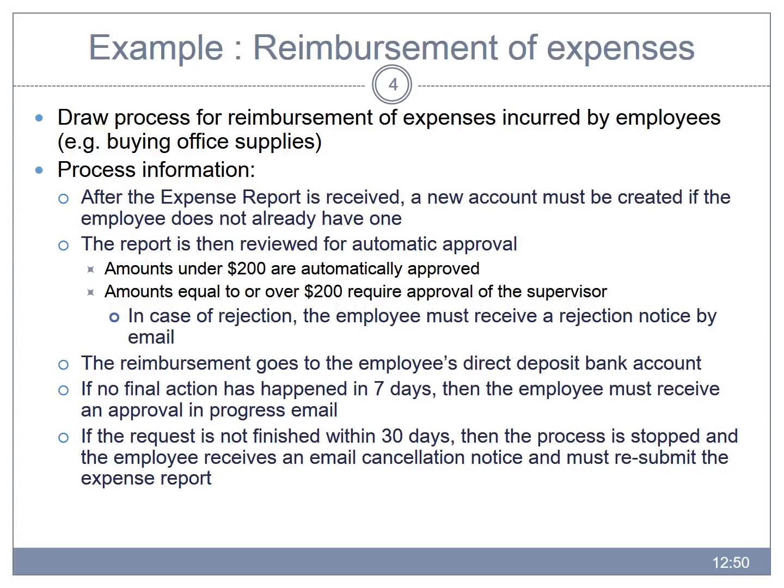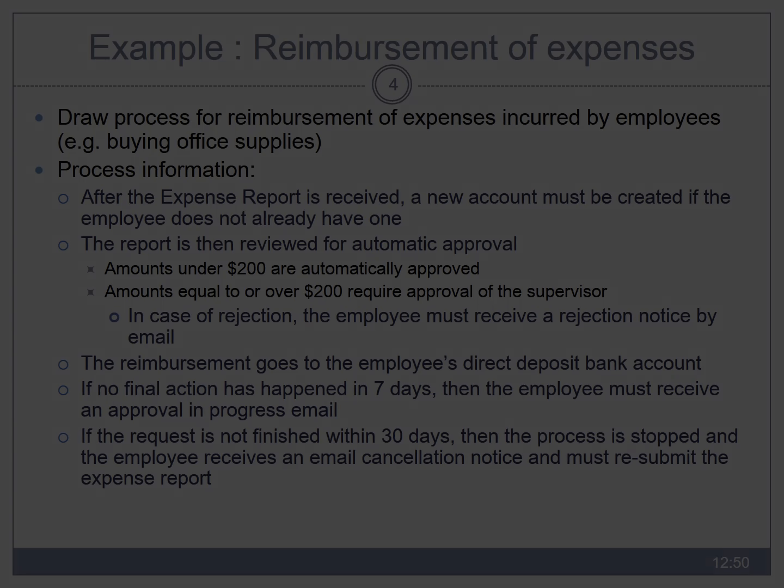The supervisor can reject it, and in that case, the employee will receive a rejection notice by email. If it is approved, the reimbursement goes to the employee's direct deposit bank account. And there are two progress rules. If no final action has happened in 7 days, then the employee must receive an approval in progress email. And if the request is not finished within 30 days, the process is stopped, so it's aborted, and the employee receives an email cancellation notice and must resubmit the expense report.